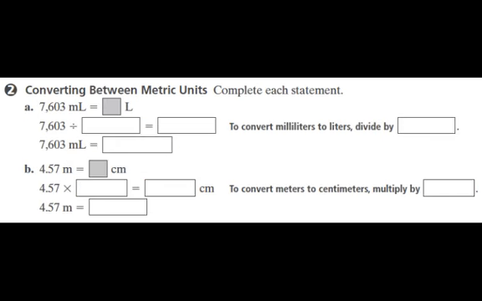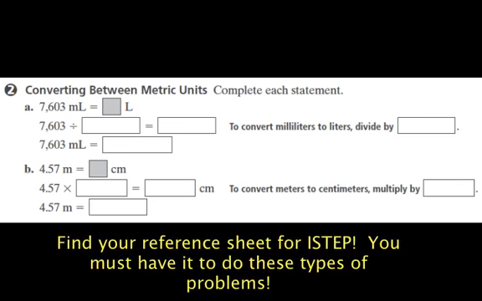When you're converting metric units or customary units, I would strongly suggest that you have your Indiana ISTEP reference sheet handy because you need to be able to have some conversions available for you. When we're talking about changing from milliliters to liters, we know that there are 1,000 milliliters in 1 liter. So if we want to convert 7,603 milliliters into liters, we're going to divide that 7,603 by 1,000. So we end up with 7.603. So 7,603 milliliters is 7.603 liters.